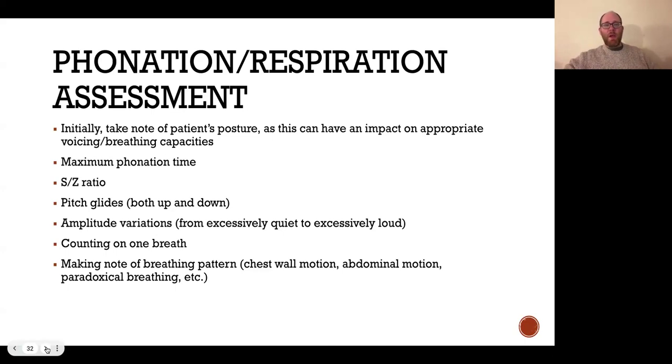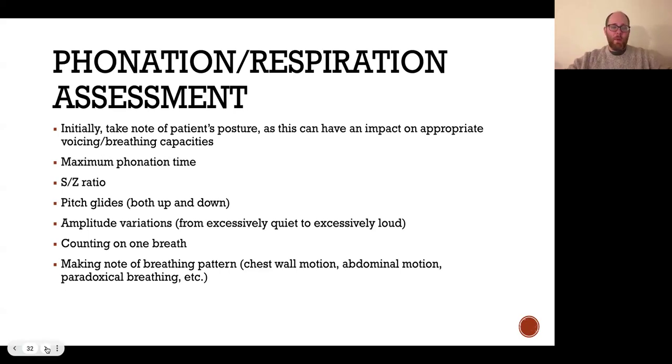You want to have them do pitch glides both up and down. So like that. That'll give you an idea of what their pitch flexibility looks like. Amplitude variations are the same thing as a pitch glide, just with amplitude instead of pitch. So, I didn't change my pitch too much there, but I got from quiet to loud.